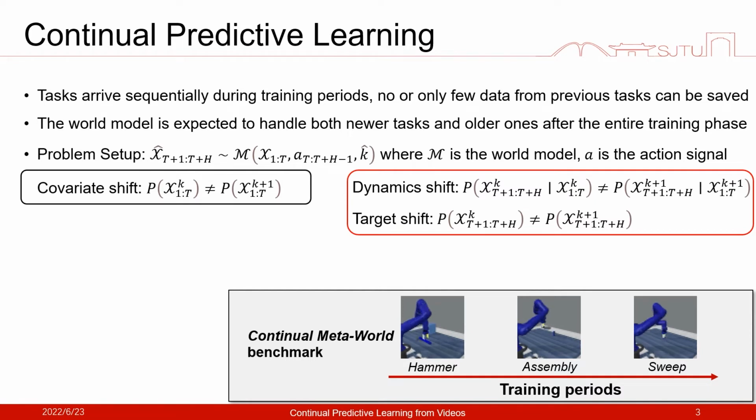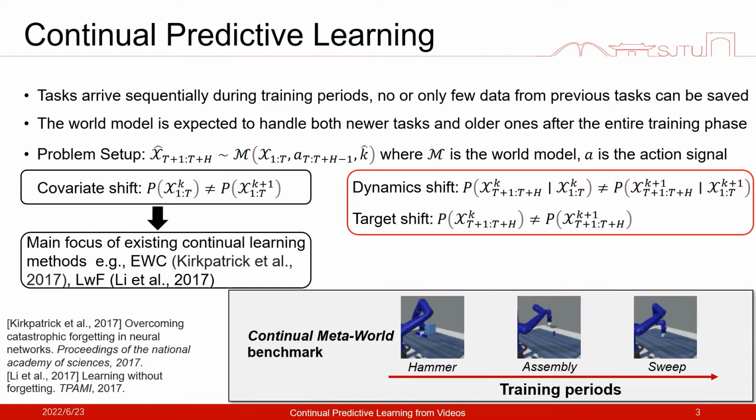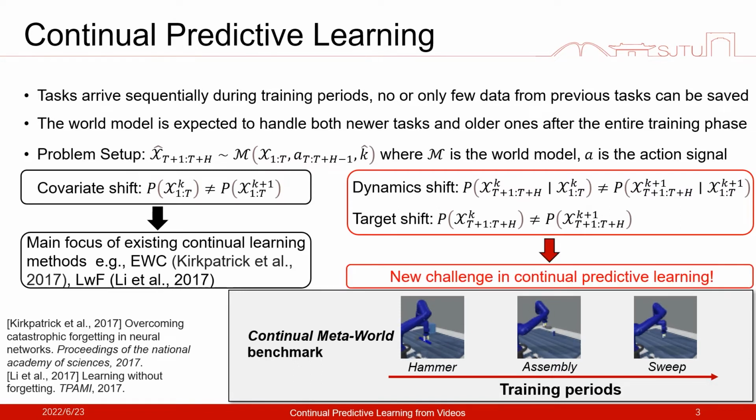The main challenge of continual predictive learning is due to the coexistence of three types of distribution shifts: the covariate shift, the target shift, and the dynamic shift. The covariate shift of input data is considered by most existing continual learning methods. However, in continual predictive learning, the generated target frames and the spatial temporal dynamics also change over training periods, leading to the target shift and the dynamic shift, which are new challenges in continual predictive learning.